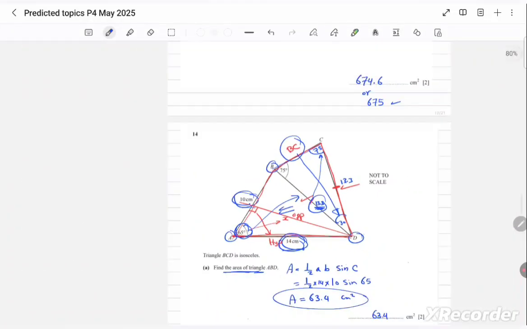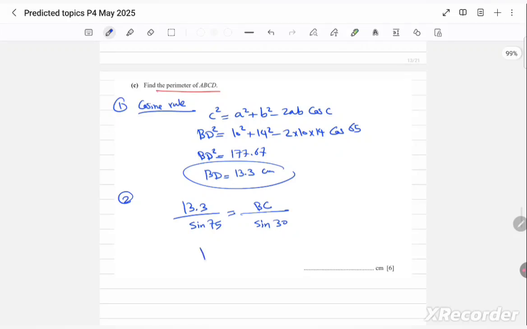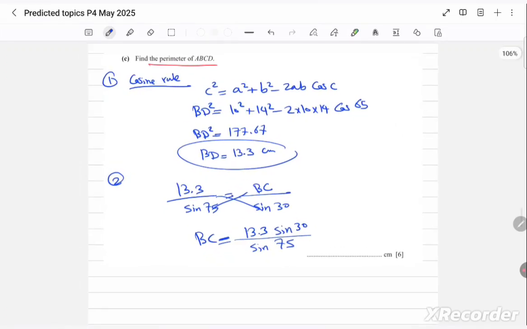Now we can find BC. If you do cross multiplication, you may say BC equals 13.3 sine 30 divided by the remaining, sine 75. Okay, so let's use the calculator. So 13.3 sine 30 divided by sine 75. So the answer is 6.88. Okay, or let's make it 6.88 to be three significant figures. Okay, centimeters.